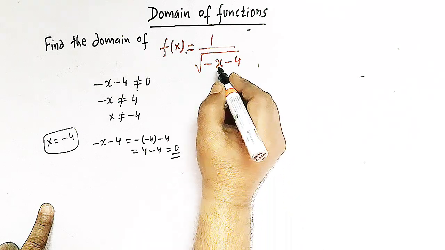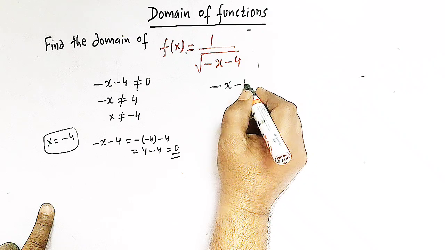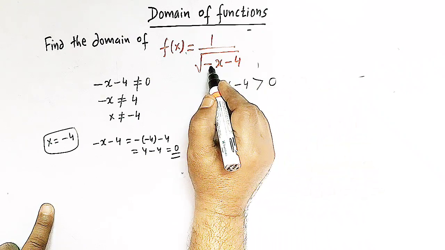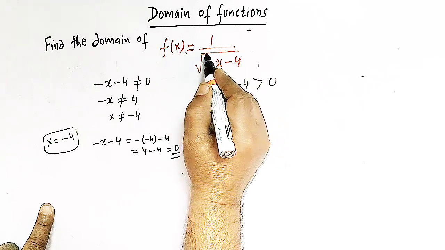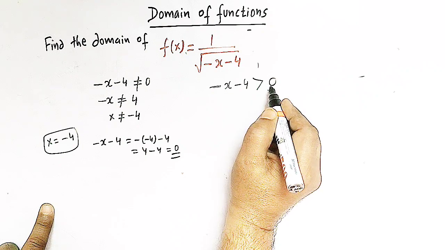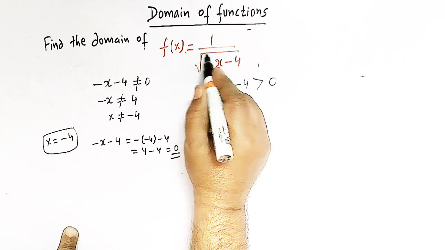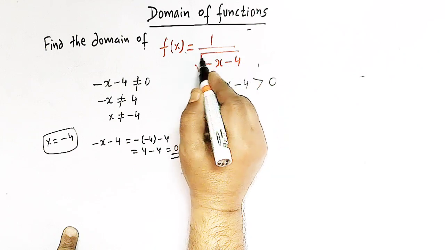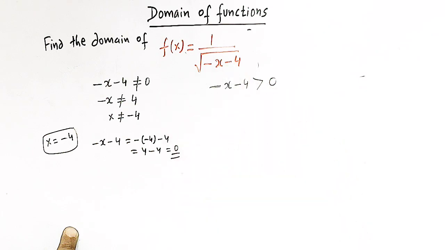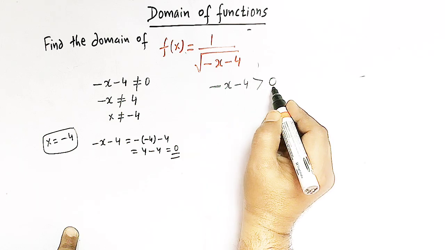And the second condition is that this quantity, that is minus x minus 4, should be greater than 0, because this expression minus x minus 4 is under this square root sign, and we cannot have a negative number inside the square root sign, right? Because if we have a negative number inside the square root sign, then it becomes a complex number, right? So minus x minus 4 should be greater than 0.